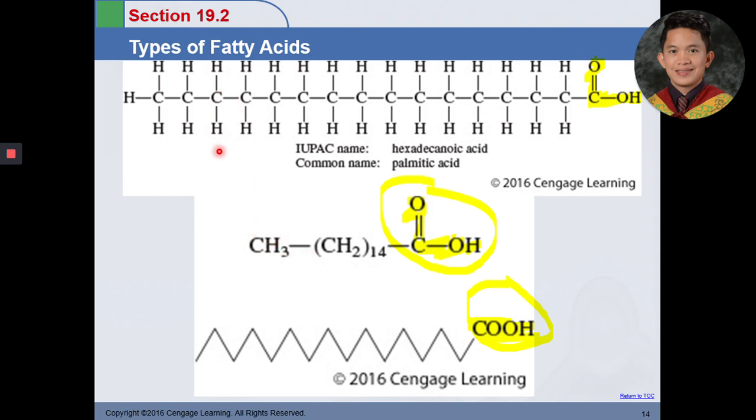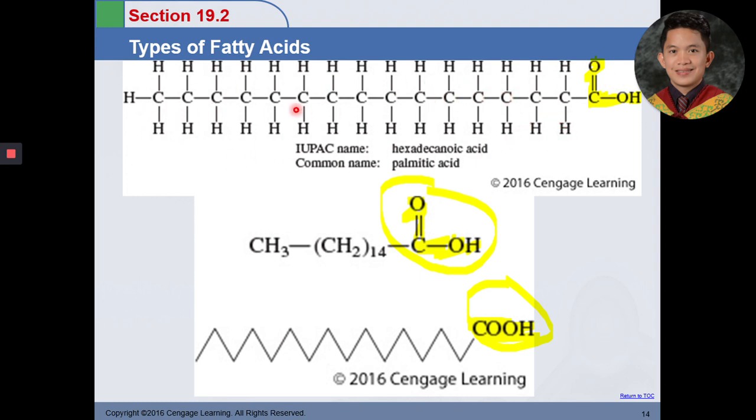So, at the very top, this one right here is a detailed structural formula for the saturated fatty acid that has the common name palmitic acid. Okay, so as you can see from here, it has 1, 2, 3, 4, 5, 6, 7, 8, 9, 10, 11, 12, 13, 14, 15, 16 carbons within the carbon chain. So this is a long chain fatty acid.